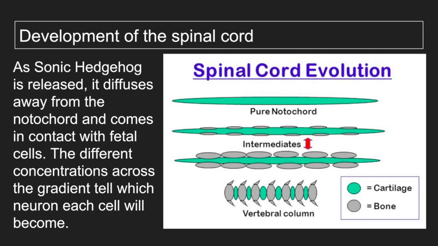An important example of paracrine signaling is in the development of the spinal cord. Different levels of a certain signaling molecule called sonic hedgehog, or SHH, is released in the embryo while the fetus is developing. A gradient is formed as SHH diffuses away from our notochord, and the different concentrations of the molecule will tell which type of neuron a cell will become.